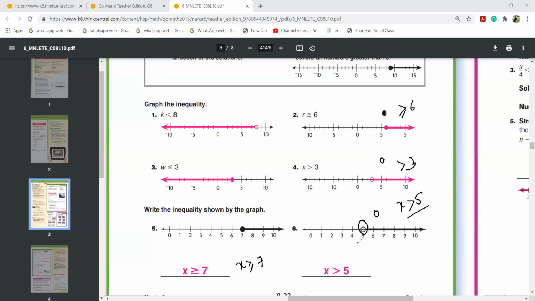Okay, miss, if there is like this, you need to color it. Make it dark. If it's more than, also we're going to put it to the right. What do you call this? You call this more than or equal to.